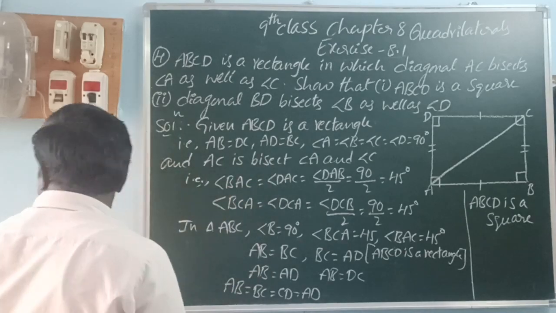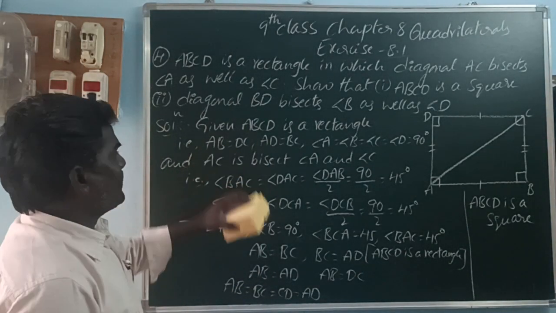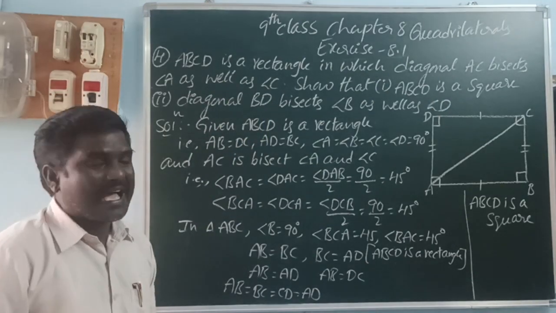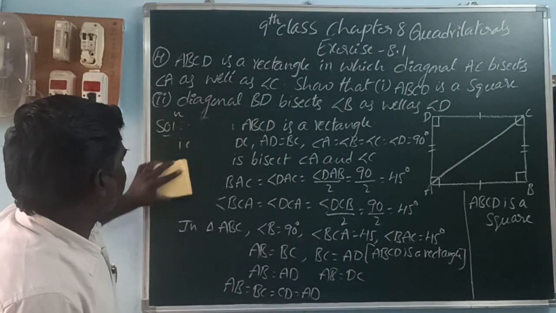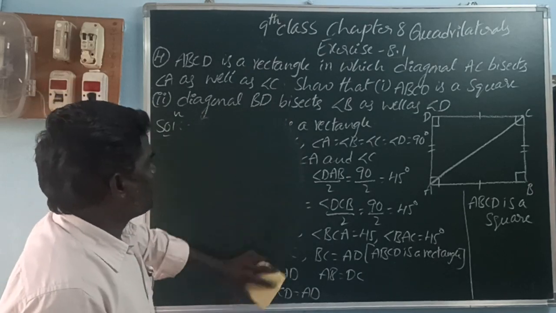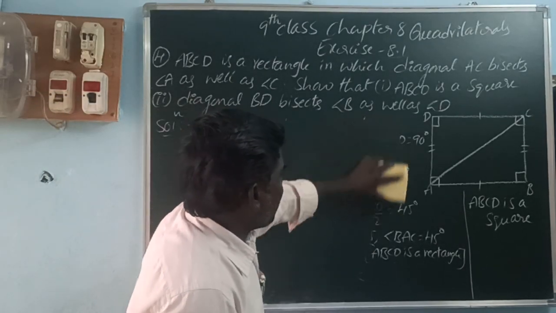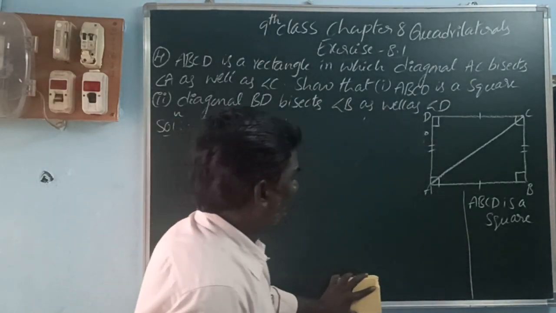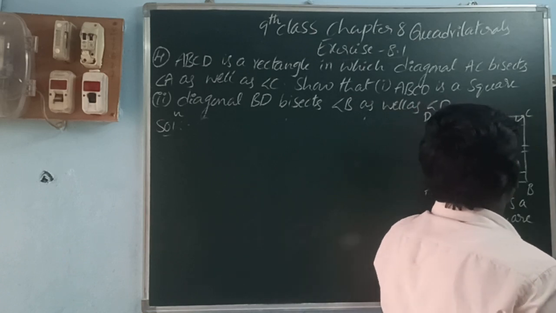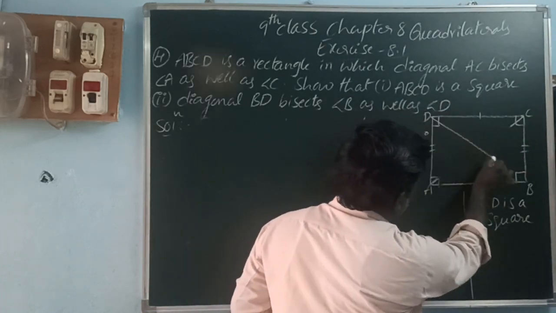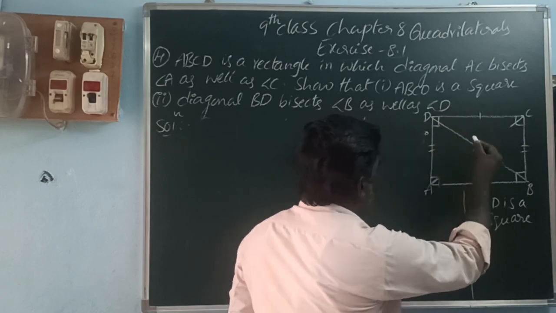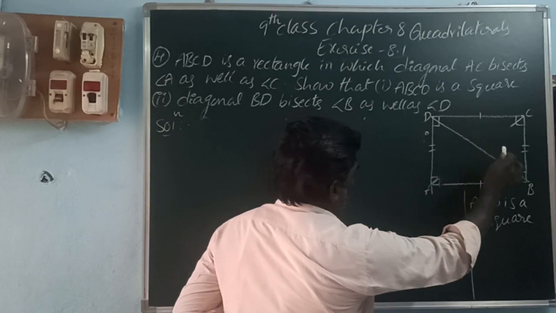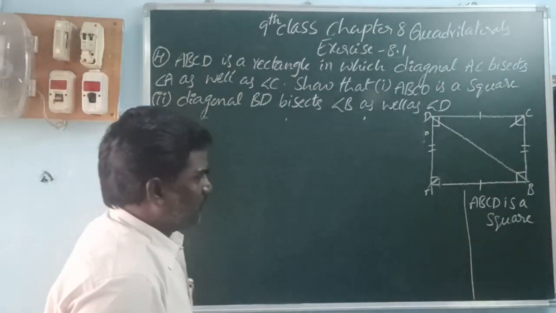Okay, next, second one, prove what? Prove that diagonal BD bisects angle B as well as angle D. Bisect means dividing into two equal parts. So here BD is a diagonal. This diagonal we want to prove bisects these two angles. How can we prove it?